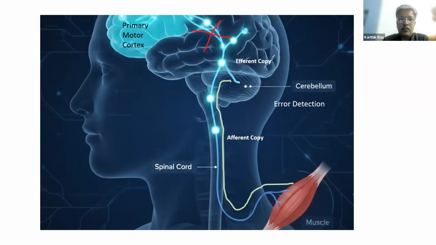And therefore, there is no efferent copy. The cerebellum does not have any inputs from the primary motor cortex, so it does not know what the intended movement is. Now, because you're passively moving a muscle, there is some stimulation, some contraction of the muscles happening. That is going to go back to the spinal cord and to the cerebellum. The cerebellum still receives that information, which is the afferent copy, but there's no efferent copy. And so there is no error detection.